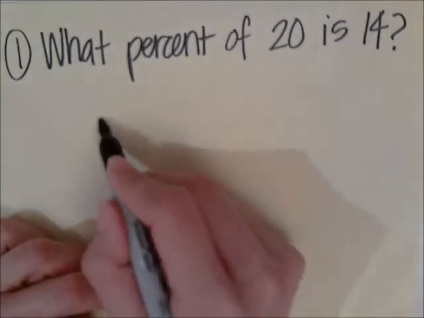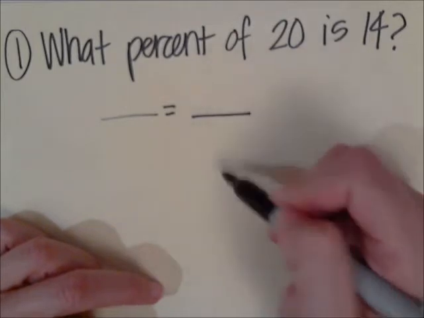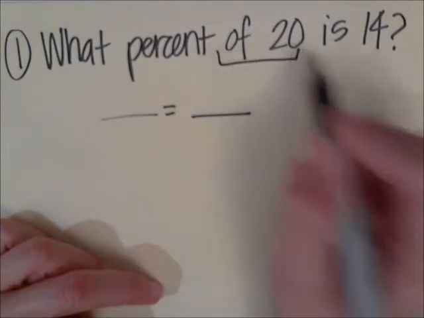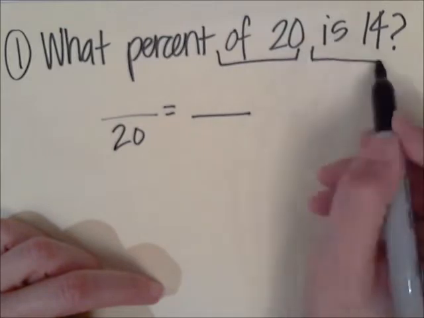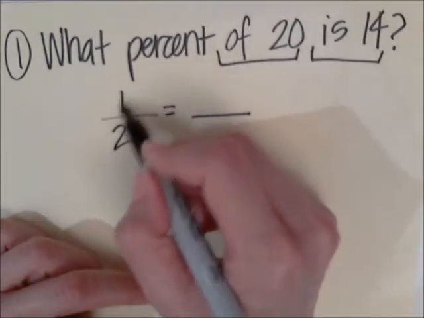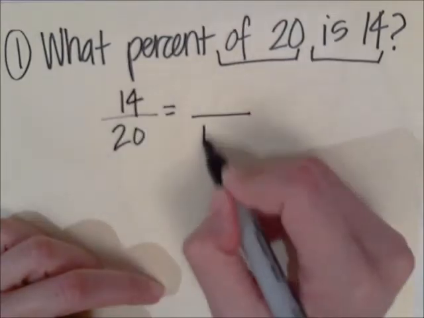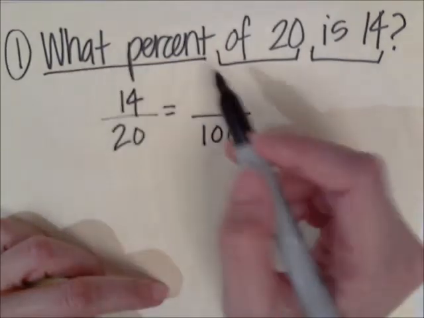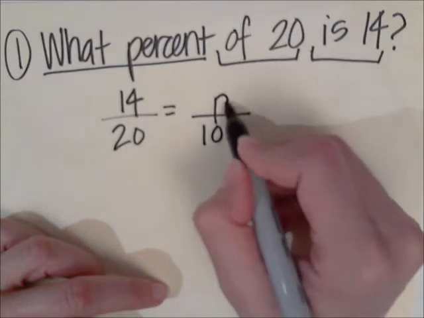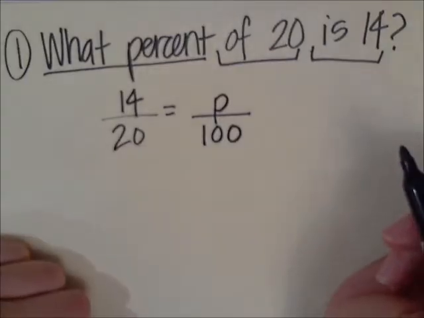I'm going to go ahead and do line equals sign line. And I remember that "of 20" prompts me to put the 20 here in the denominator. "Is 14", that's going to go here. And I know that 100 always goes here. And what percent means, I don't know what percent, so I need to put a variable.